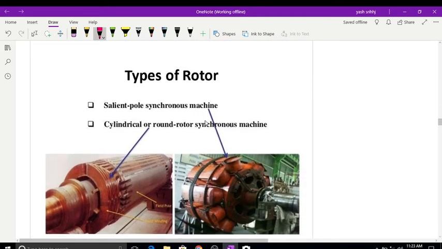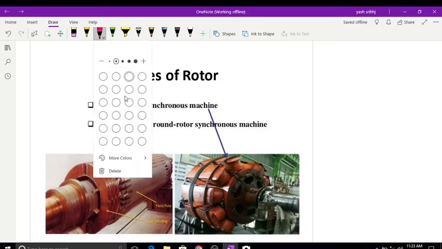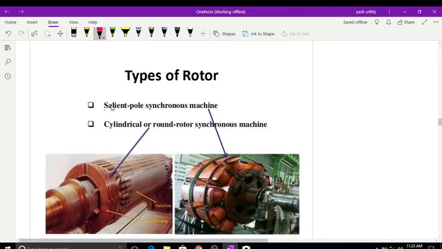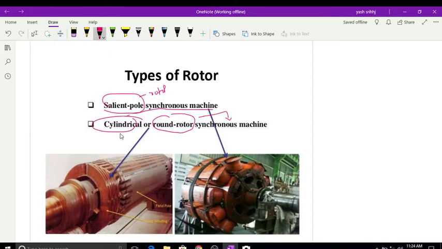So now let us discuss the rotor construction. There are two types of rotors. One is the salient pole rotor, which gives the salient pole synchronous machine. Another one is the cylindrical rotor, or round rotor. By using this one, the machine is called a cylindrical synchronous machine, or non-salient synchronous machine. For these two machines, the stator is common. There is no difference in the stator construction.